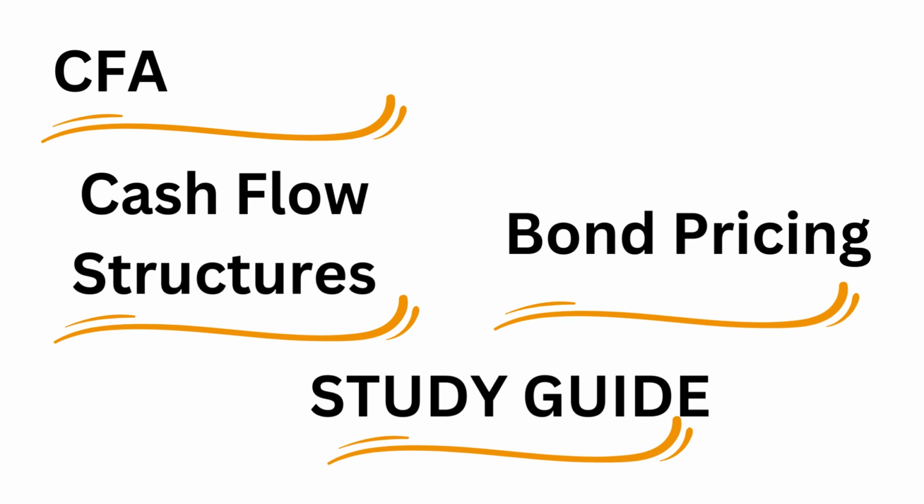Cash flow structures. Bullet: all principal repaid at maturity. Fully amortizing: equal periodic payments include both interest and principal. Partially amortizing: periodic payments include interest and principal, with a balloon payment at maturity that repays remaining principal. Sinking fund: a schedule for early redemption. Floating rate: coupon payments based on reference rate plus margin.